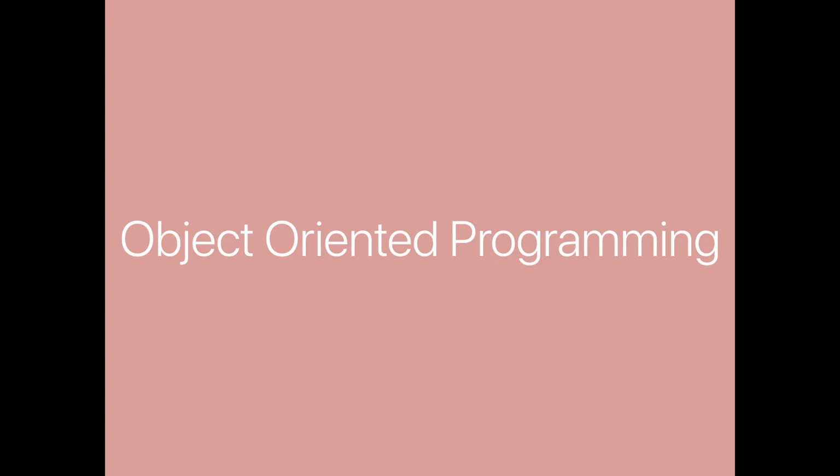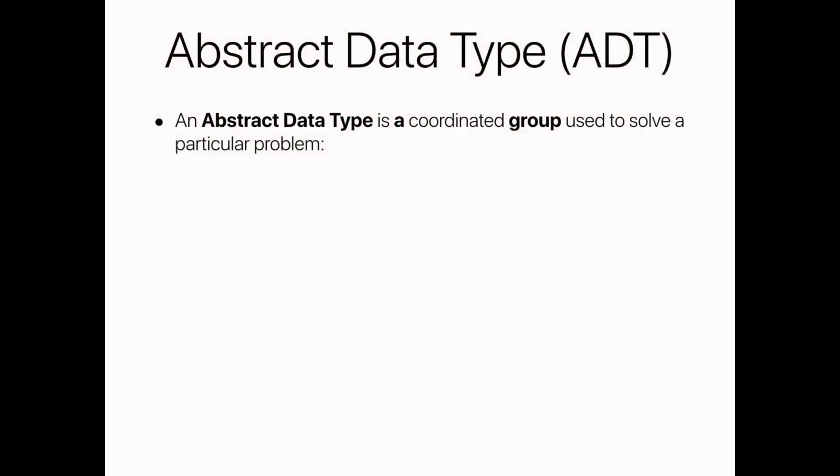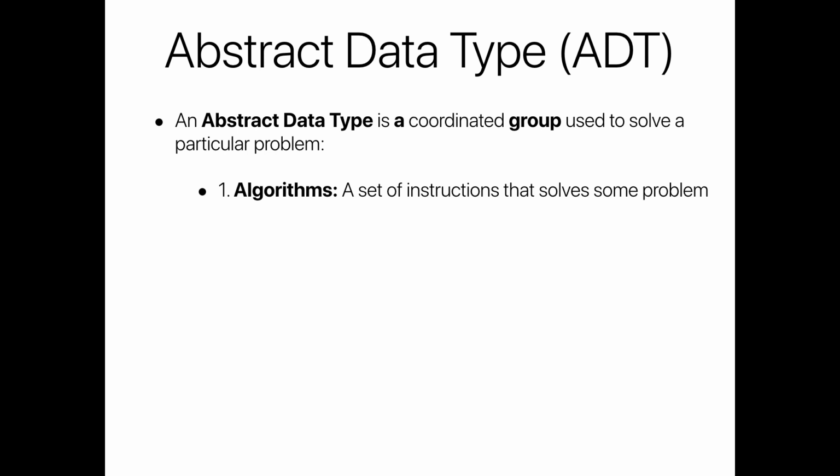Okay, so before we start talking about object-oriented programming, we need to understand what an abstract data type is. An abstract data type is a coordinated group used to solve a particular problem. And that coordinated group consists of three things. One, algorithms. An algorithm is just a set of instructions that solves some particular problem.